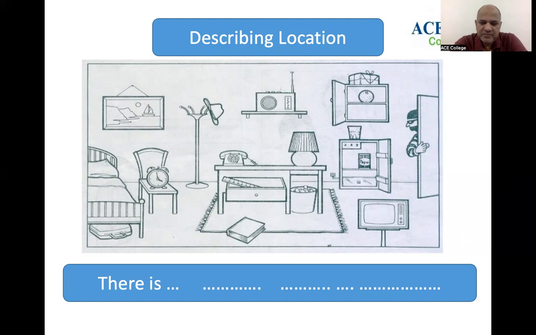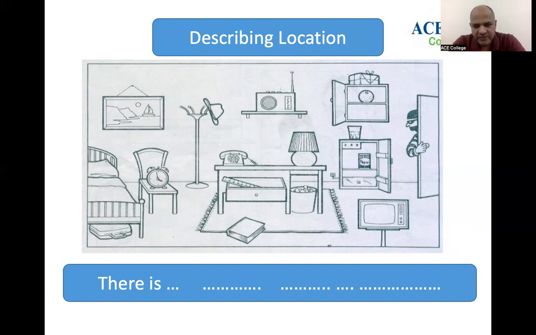There is a box under the bed. We can say there is a clock. There is a briefcase. We are calling that briefcase. Yeah. There is a briefcase. Okay. Box. Fine.